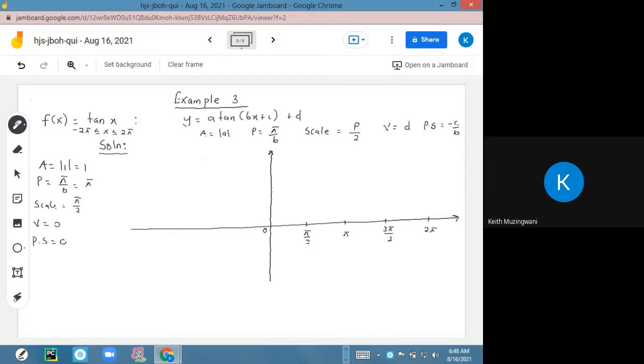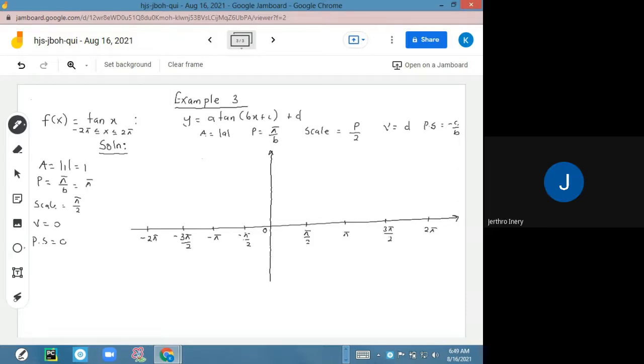And to cover the left space, we subtract. So we have negative pi over 2. We have negative pi. We have negative 3 pi over 2. And we have negative 2 pi. Now we can cover up the space.